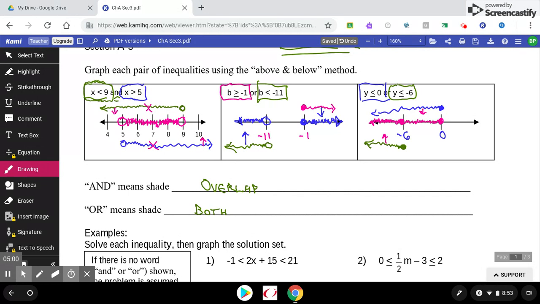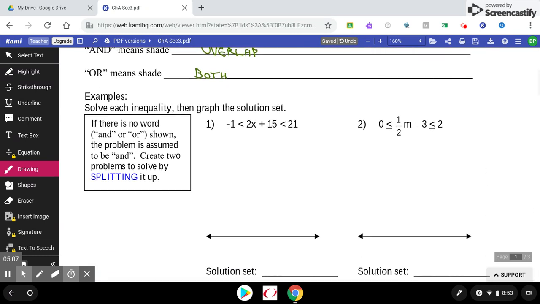And for the ands, I think for whatever reason, people tend to understand those a little bit better. It's just where the two graphs overlap. All right, so let's do a couple problems here.